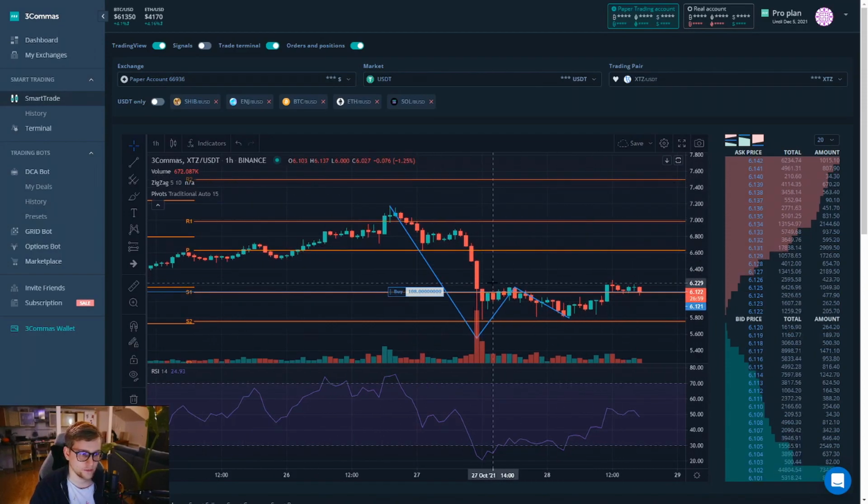But the problem with the 3COMMAS TradingView is that there are not that many possibilities or features. So what I do is check the chart in 3COMMAS. If it's okay to trade, I go to TradingView and double check the chart with a lot more indicators. So I'm going to TradingView right now.